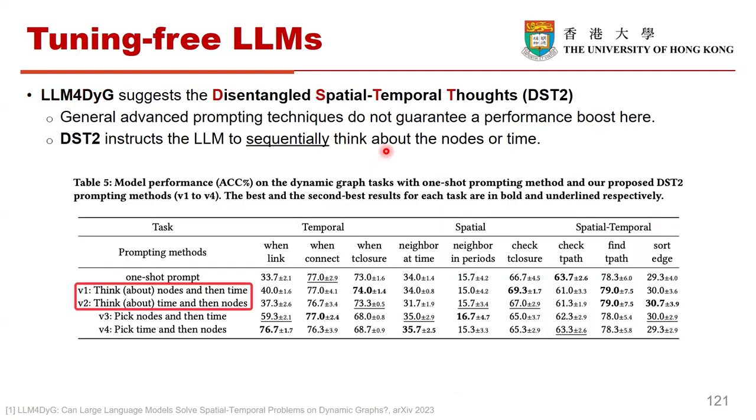To obtain a high performance for the dynamic graphs, the author has suggested the disentangled spatial temporal thoughts. It's a kind of prompting technique that enhances the model's performance. Actually, the author first found that general advanced prompting techniques like chain of thought, zero shot, few shot do not guarantee a performance boost here, and DST instructs the large language model to sequentially think about the nodes over time. Here, they add one more sentence, like think about the nodes and then the time, or think about the time and then nodes, or pick nodes and then time, and pick time and then nodes. They also found that with such prompt techniques, the large model has a very significant performance gain and obtains high accuracy on tasks related to dynamic graphs.